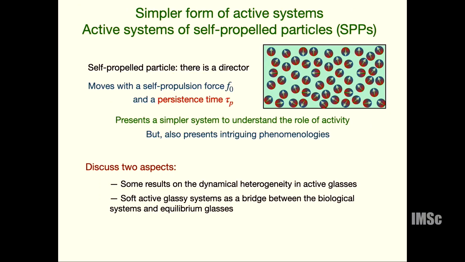So here we will focus on this particular aspect of activity in a much simpler system, which is the point particle system. These particles are associated with a director. The particles move along this director with a particular force F0, which is the self-propulsion force, for a particular time, tau p, which is the persistence time. So this represents a much simpler system to understand, and it already has quite interesting properties. So it is intriguing to study these systems. I'm going to discuss two particular aspects in this system. One is the dynamical heterogeneity in these active glassy systems, and another is some simulation results on soft active glassy systems.